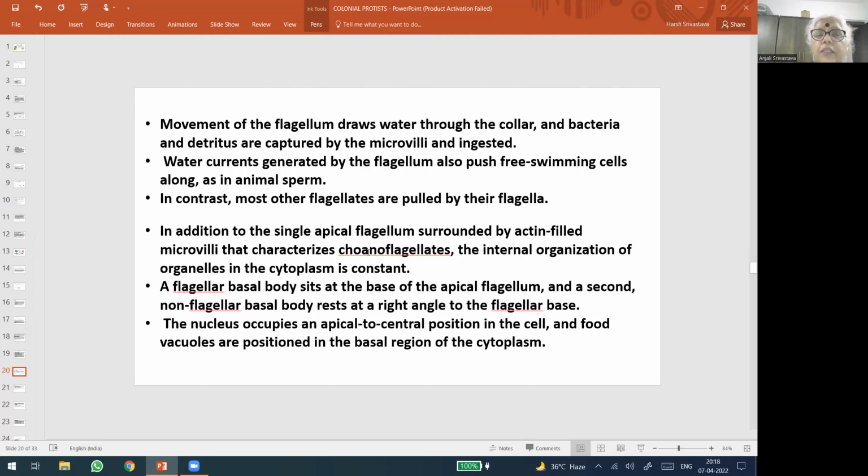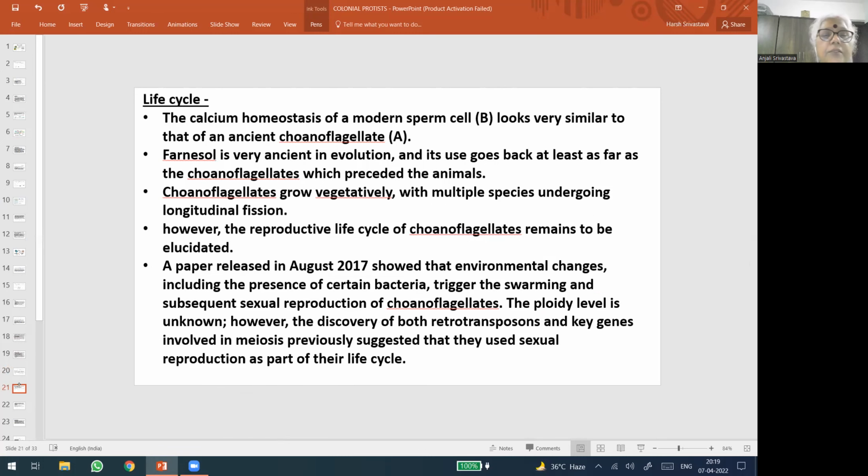In addition to the single apical flagellum surrounded by actin-filled microvilli that characterize choanoflagellates, the internal organization of organelles in the cytoplasm is constant. A flagellar basal body sits at the base of the apical flagellum, and a second non-flagellar body rests at a right angle to the flagellar base. The nucleus occupies an apical to central position in the cell, and food vacuoles are positioned in the basal region of the cytoplasm.